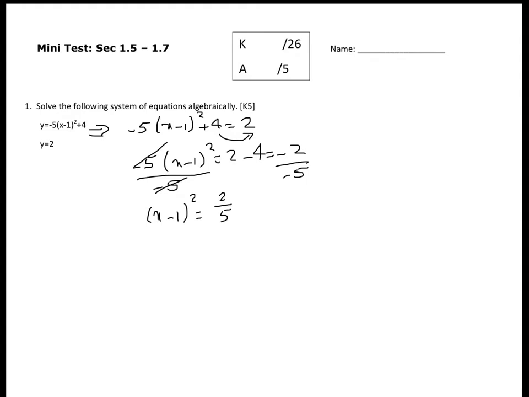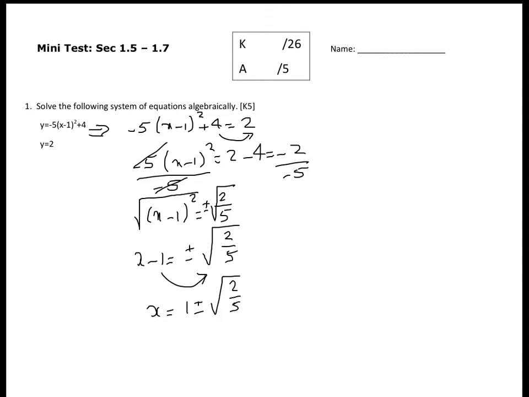The opposite of square is square root, so I take the square root of both sides. But remember, when you take the square root of 2 over 5, it's going to be plus or minus. The square root of (x minus 1) squared is x minus 1, is plus or minus square root of 2 over 5. I'm going to move negative 1 to the right. I get x is 1 plus or minus square root of 2 over 5.